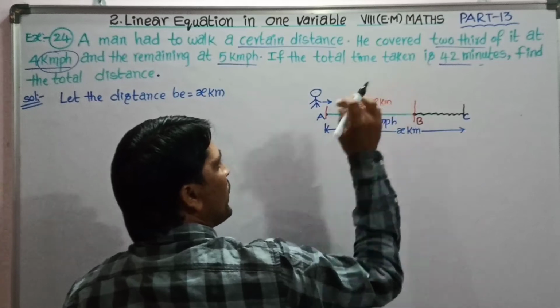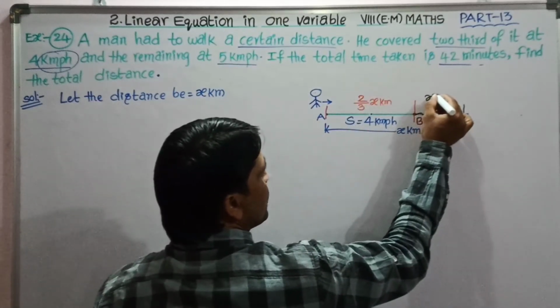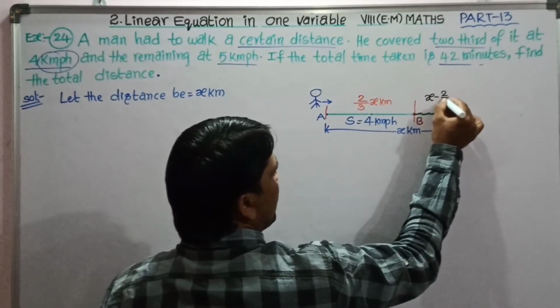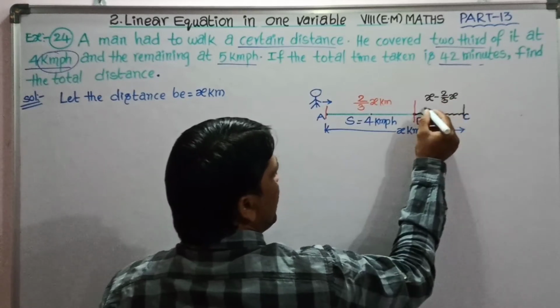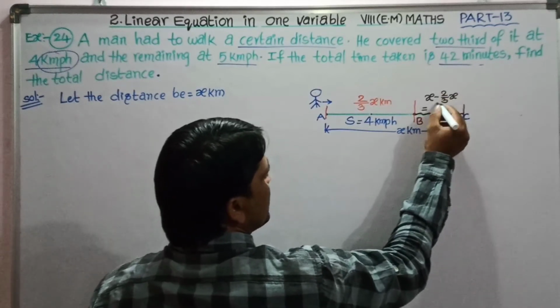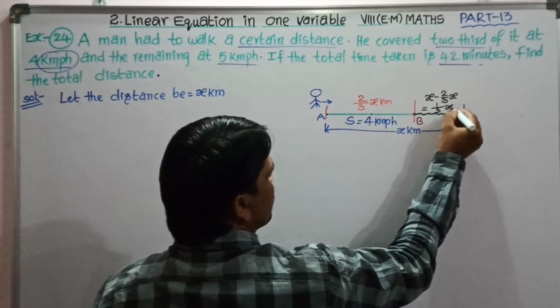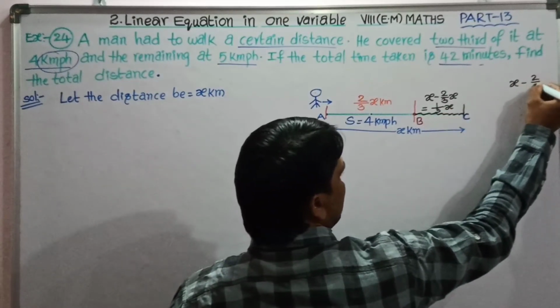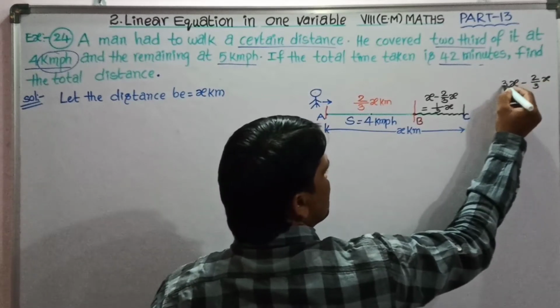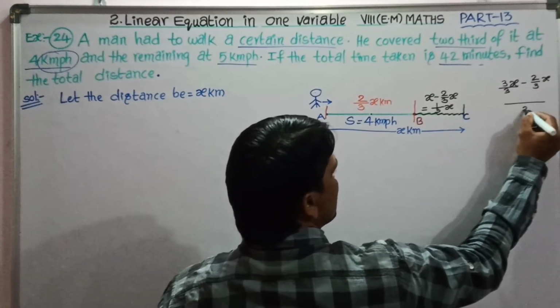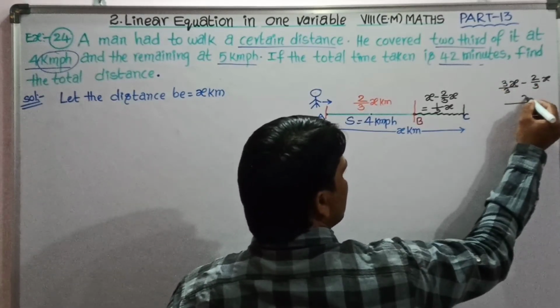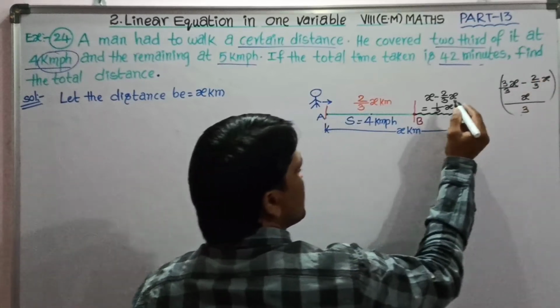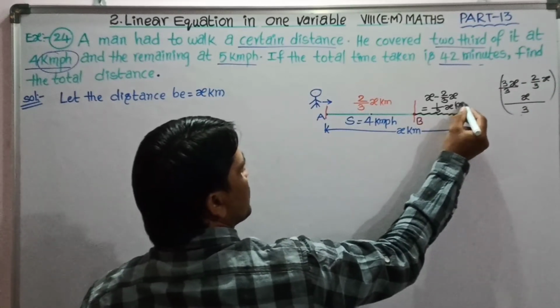The total distance is x kilometers. Already he covered 2/3 of x. The remaining is nothing but total minus what he already covered. x minus 2/3 of x, that is 1/3 of x. See here, x minus 2/3 of x. x can be written as 3x by 3. So LCM is 3. 3x minus 2x, that is x. The remaining distance is 1/3 of x kilometers.